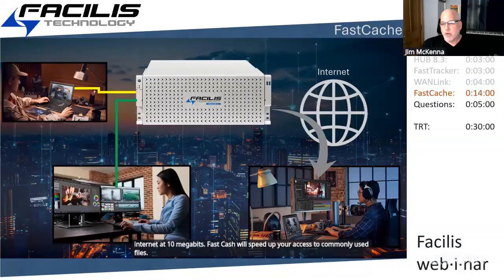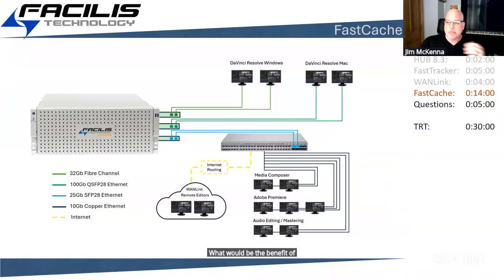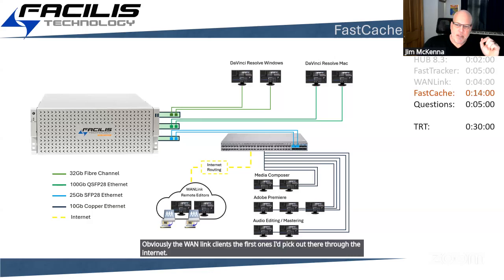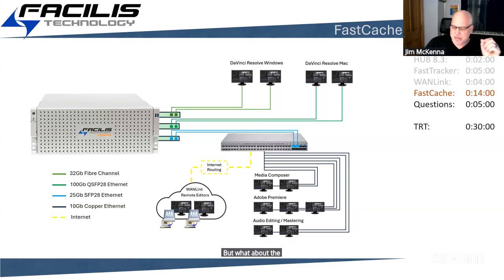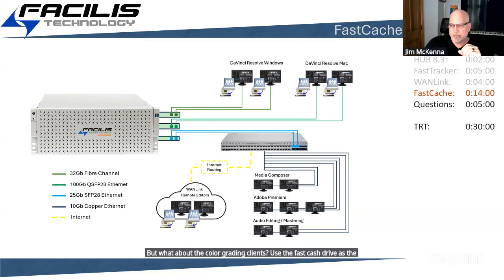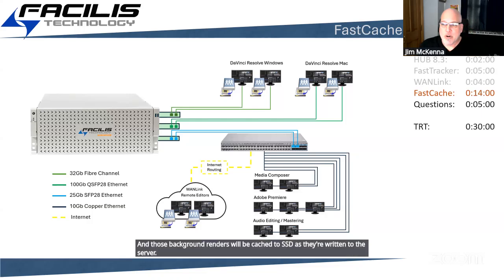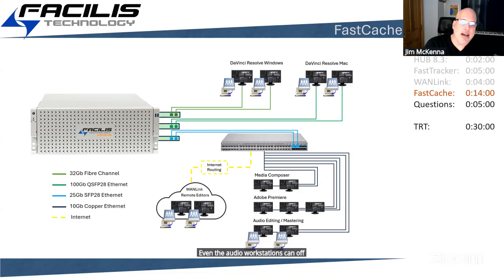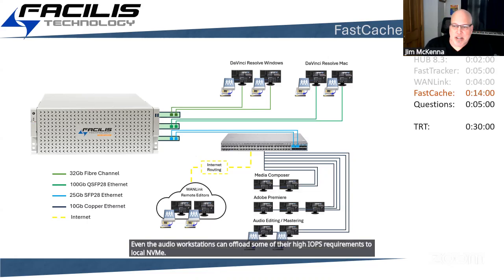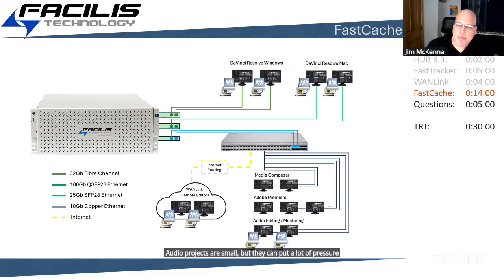What would be the benefit of FastCache in this workgroup? Obviously, the WAN link clients, the first ones I pick out there through the internet. But what about the color grading clients? Use the FastCache drive as the Resolve render cache. And those background renders will be cached to SSD as they're written to the server. Even the audio workstations can offload some of their high IOPS requirements to local NVMe. Audio projects are small, but they can put a lot of pressure on a spinning drive set.